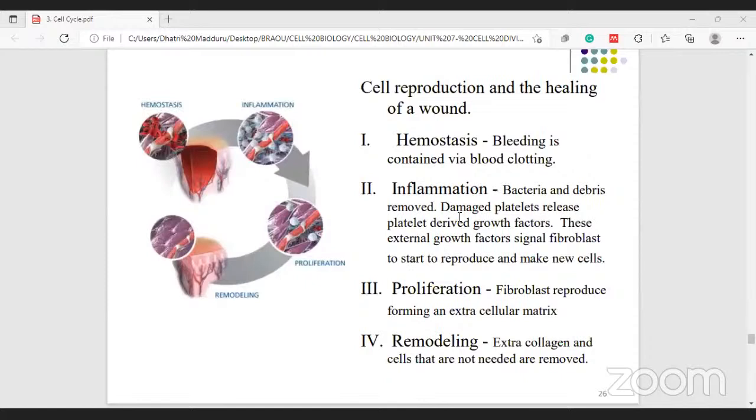We have many more conditions. First is hemostasis, where the bleeding is contained via blood clotting. First, bleeding is controlled, so the bleeding has to stop first. This is by blood clotting. Then inflammation, where bacteria and debris are removed and the damaged platelets release platelet-derived growth factors and send some growth factors, so that cells can reproduce and make new cells. Then proliferation takes place, so the fibroblasts reproduce, forming an extracellular matrix, and remodeling using extra collagen and cells, the wound will be healed.